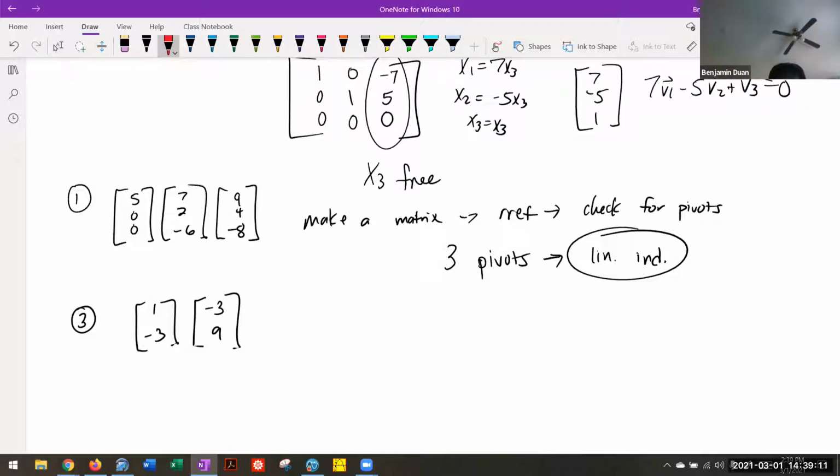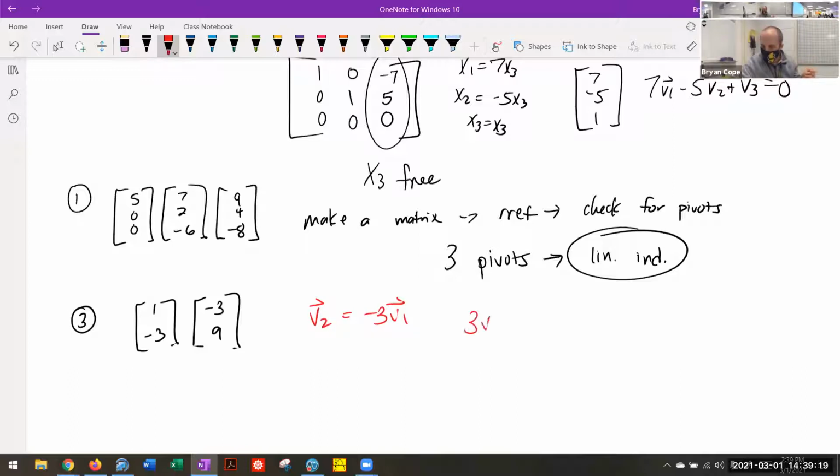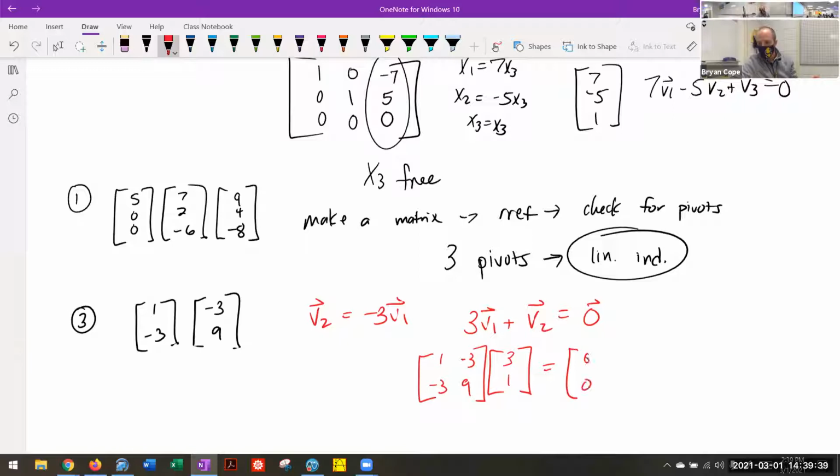Scalar multiples. They're multiples, right? Don't you notice that V2 equals -3 times V1? As soon as you notice that, this means we have a solution to AX equals 0, don't we? The solution is the vector 3, 1, right? If A is 1, -3, -3, 9, which it is, A is made up of the columns. 3, 1 are the scalars that we put on V1 and V2 to reach the 0 vector. So our conclusion is this is linearly dependent.